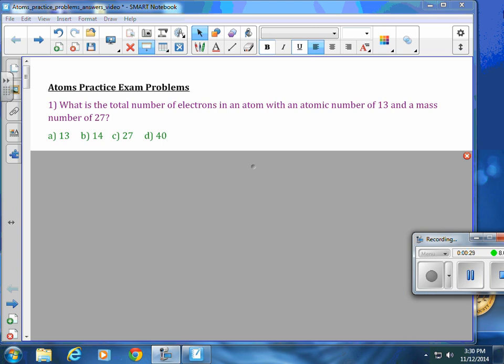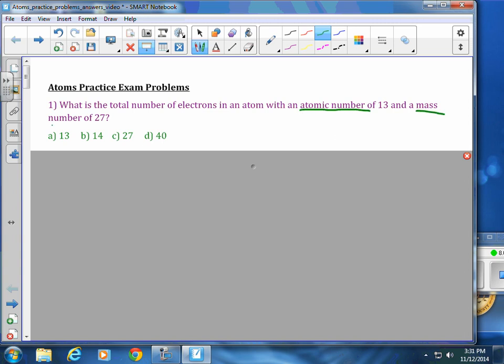So problem number 1. What is the total number of electrons in an atom with an atomic number of 13 and a mass number of 27? When I look at this problem, you really need to know and have memorized these two words, atomic number and mass number. The atomic number means the number of protons in an atom, and the mass number is whatever is in the nucleus of your atom, which is the protons plus the neutrons. Both of those are in there.